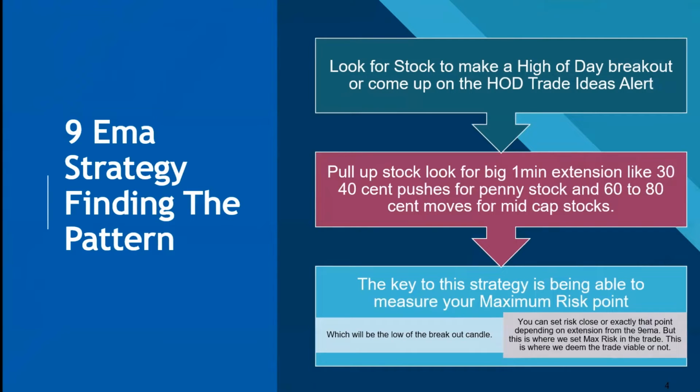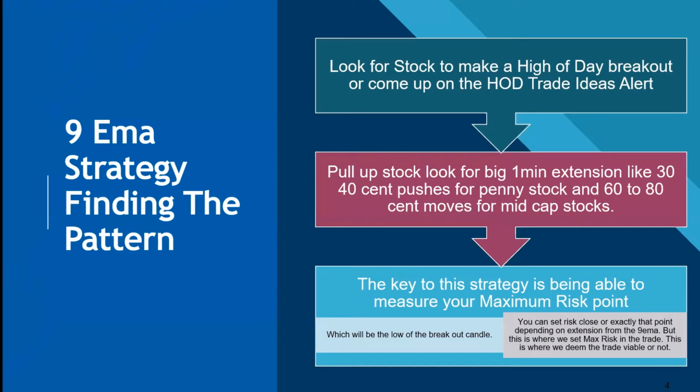Now, what are we going to do when we actually get there? And what are we looking for? We're looking for a stock to pull up and look for that 1 minute extension, like 30 or 40 cents. Or with mid cap stocks, we're going to look for like a 60 to 80 cent move. You want to see that good extension happen. It could have been in 2 or 3 candles, but that's if you got there and you're seeing the pattern kind of develop. But a lot of times when we see this 9 EMA strategy, we're going to see a complete breakout candle. One of those big, big candles that extends, and we're going to look for the pullback.